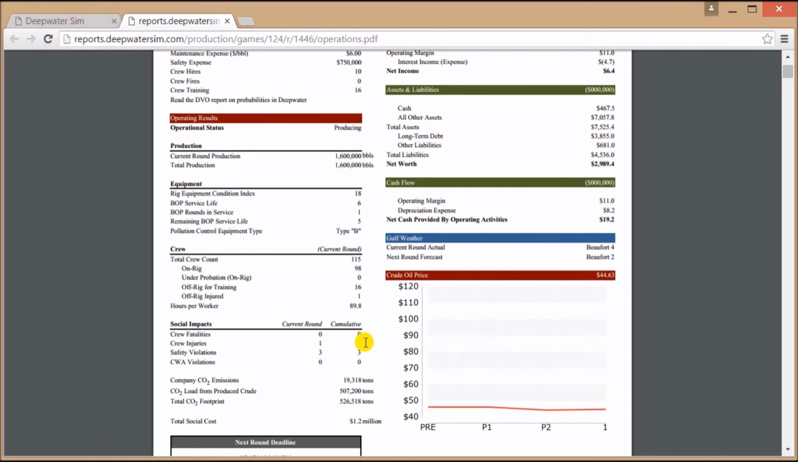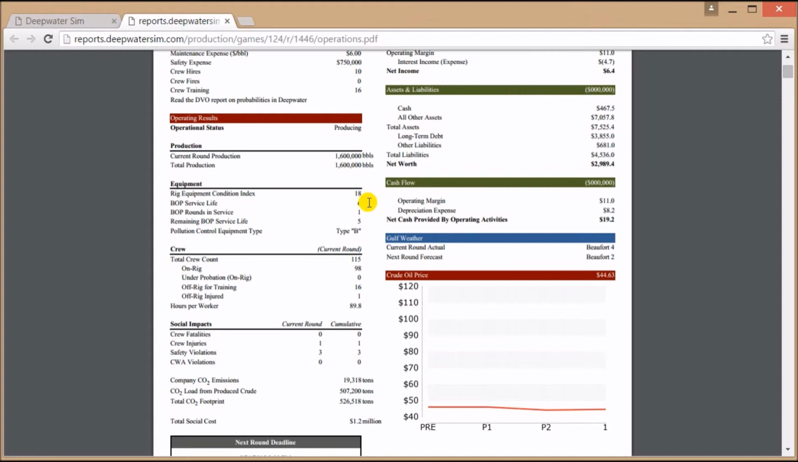Okay, so that's a quick tour of the left-hand side. I actually also want to mention the BOP service life numbers. The Rig Equipment Condition Index gives you a measure of the condition of the rig's equipment that's above waterline, the part that you see floating on the surface. What that index doesn't measure is the condition of the blowout preventer, which is on the ocean floor and invisible. And there's only one indication of what kind of condition that blowout preventer is, and that's how long it's been used.